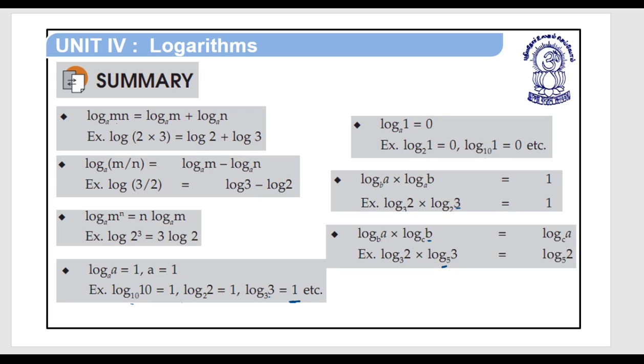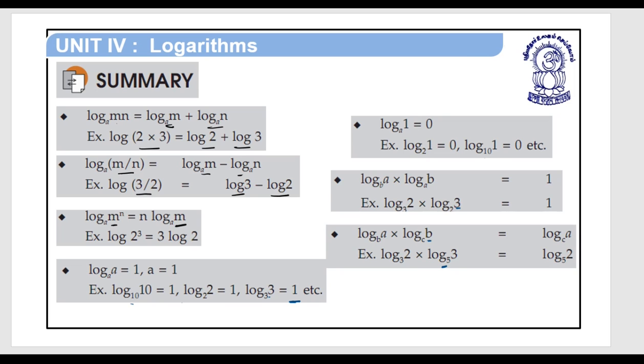Log mn is equal to log m plus log n. So, log 2 into 3 is equal to log 2 plus log 3. Log m divided by n is log m minus log n. Log 3 by 2 is log 3 minus log 2. Log m raised to n is equal to n into log m. So, log 2 cube is equal to 3 log 2.